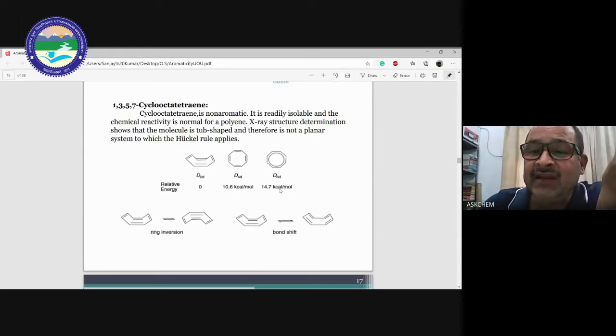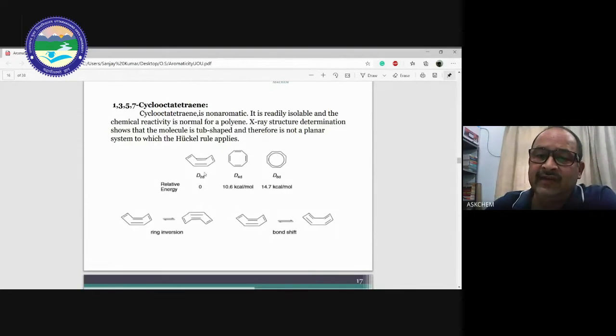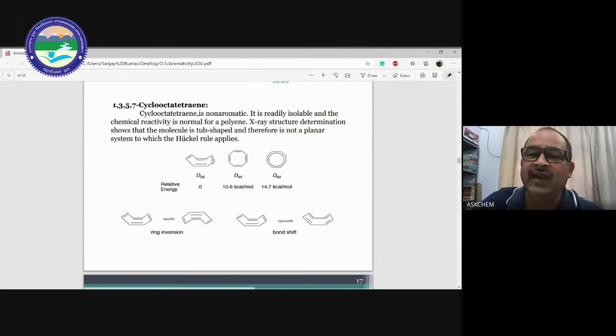So obviously, since the energy increased, it will try to open up, and the open-chain conjugated polyene will be more stable as compared to the cyclized one, and that's why this is anti-aromatic by that count if it is planar. But it is not planar, it's for sure. And if it is tub-shaped, then it is non-aromatic, because anti-aromaticity has been cancelled out by the geometrical adoption of some double bonds.